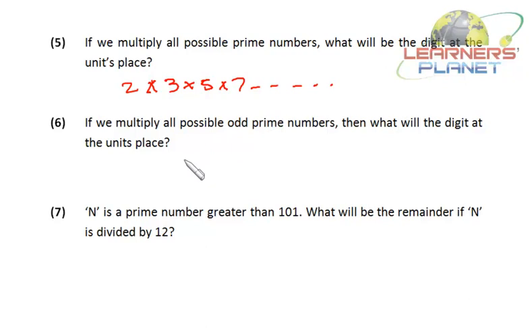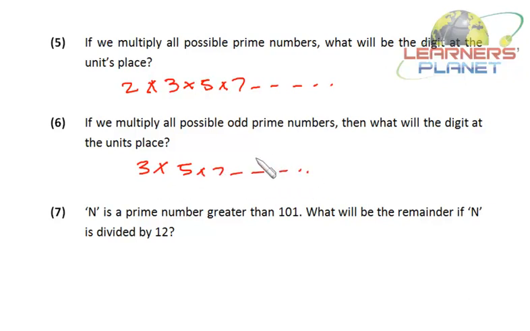If we multiply all possible odd prime numbers, then what will be the digit at the units place? Here we were having 2 as a prime number since we were to multiply all possible prime numbers, but in this case we don't have 2 since we have to multiply all odd prime numbers. So let's begin to write all odd prime numbers. So let's write 3 into 5 into 7 and so on.